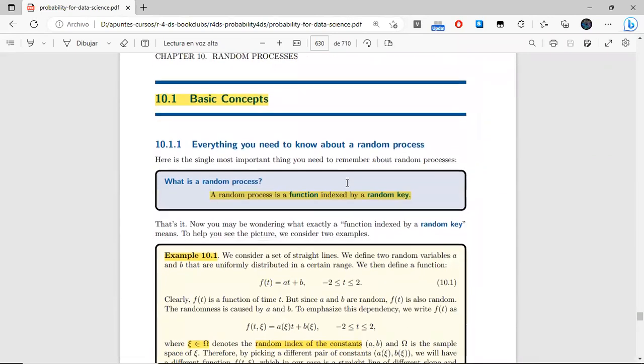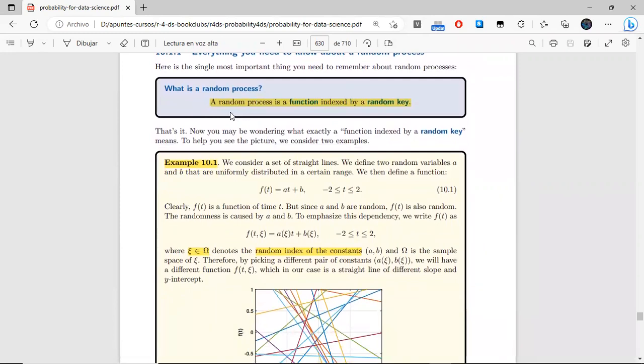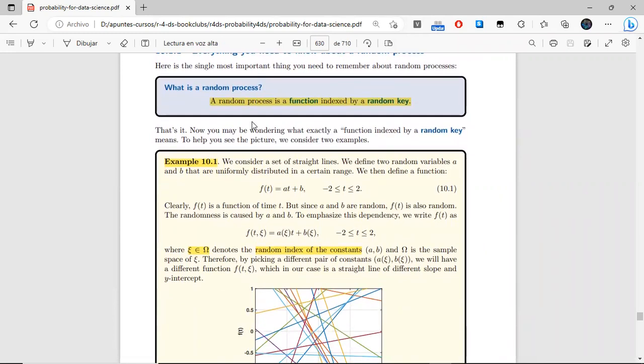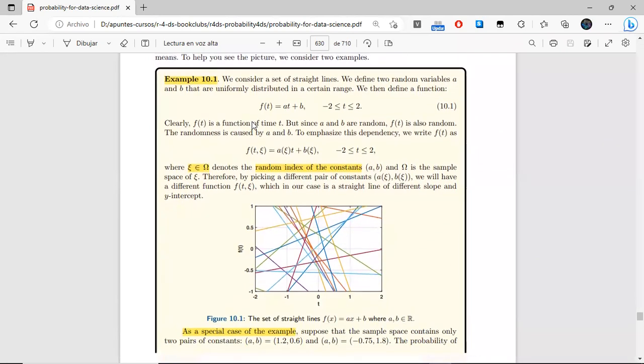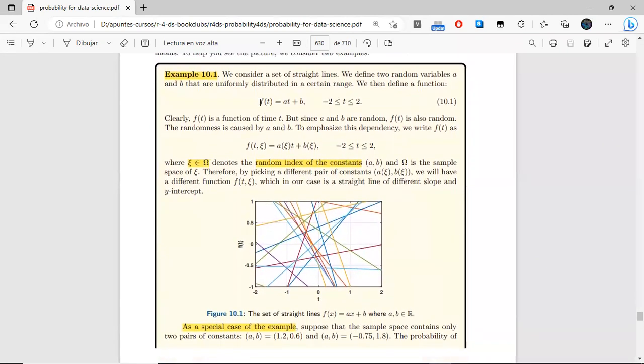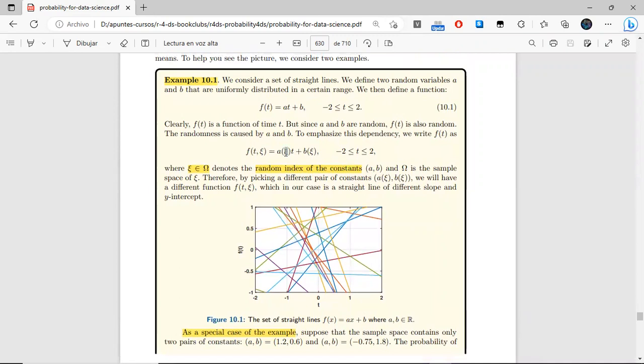So let's get to the first part, our basic concepts. For this random process, the definition would be functions indexed by a random key. And over here, there is a nice example about it. We have some function f of t. T is going to label the time, but now these values a and b are actually random variables. So they are going to be depending via this, I don't know, I'll call it epsilon.